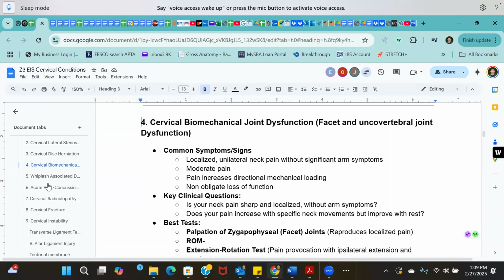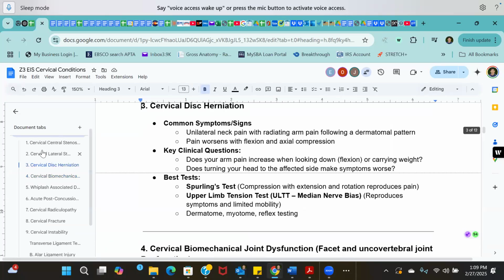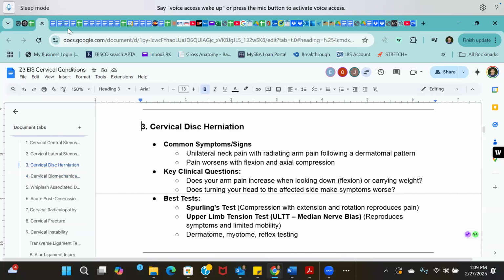So let's go back to the question you would use now for disc herniation. What would you expect your disc herniation patient to look like? Well, I would expect movement into extension to potentially alleviate her symptoms, and movement into flexion to potentially exacerbate the symptoms.